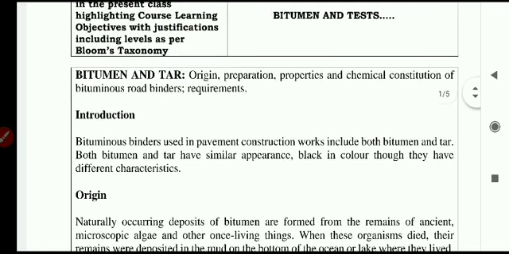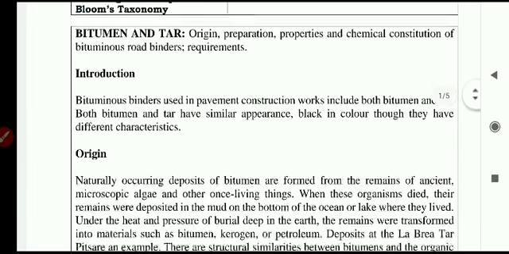Now we will focus on the origin of bitumen. How are we going to get the bitumen? Whether it is directly available, or whether we are processing it in some other way and getting it as a residue, or as a byproduct, or as a main source product. About this we will study. That comes under the origin of the bitumen.